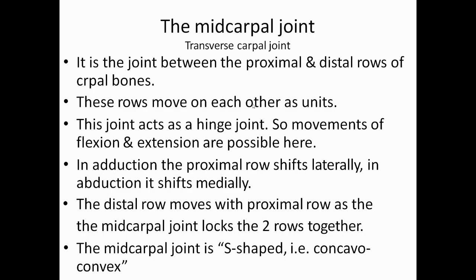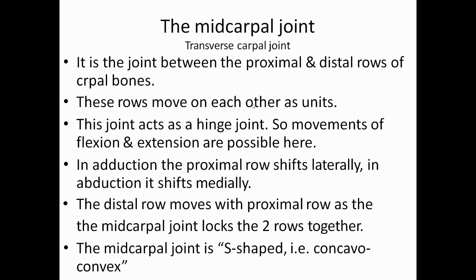The midcarpal joint lies between the proximal and distal rows of carpal bones. The rows move on each other as units. The joint acts as a hinge joint, so movements of flexion and extension are possible here.